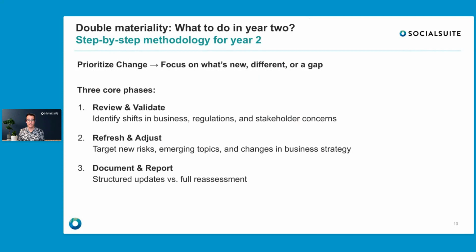Then we'll take that and we'll refresh and adjust. So we'll target some of the new risks we find or emergent topics or new impacts, changes in business strategy. And then finally, we're going to look at how do you document and report that. So it's about creating a structured process to do that rather than a full reassessment and an entirely new kind of setup for reporting itself.